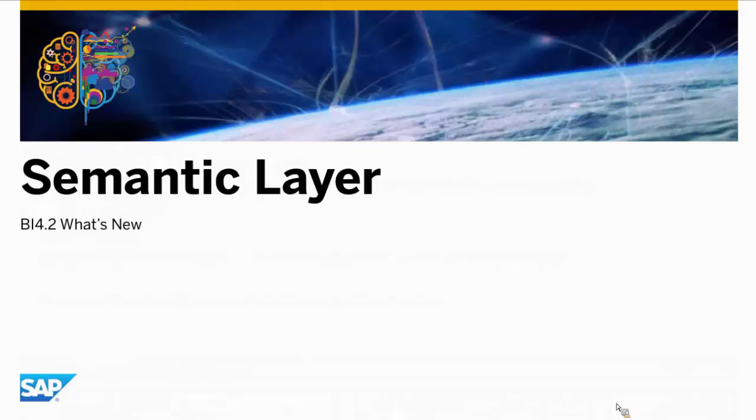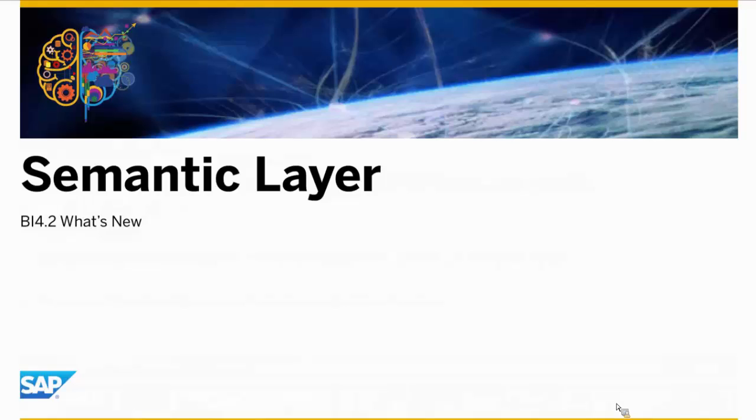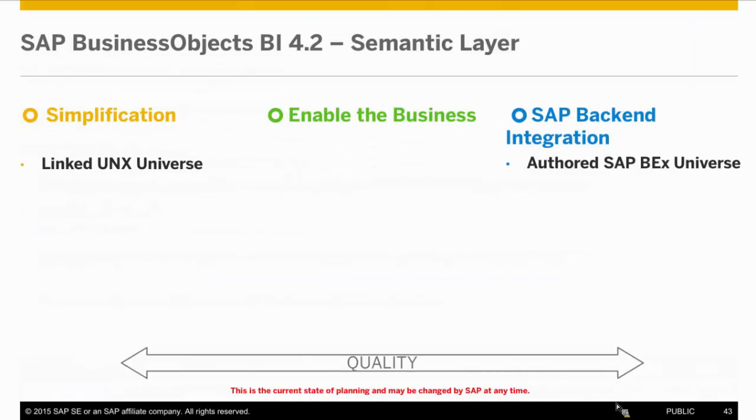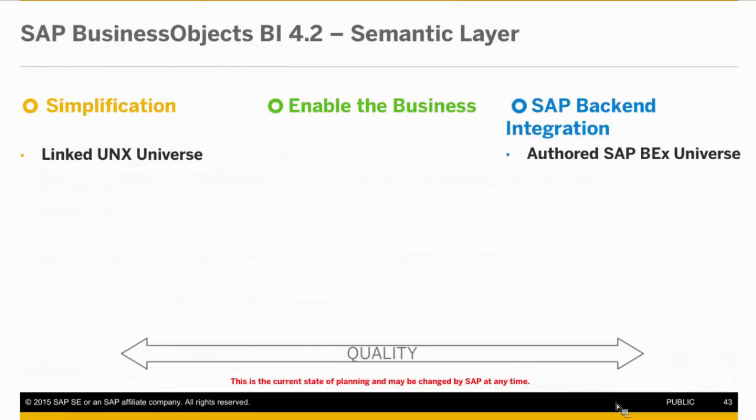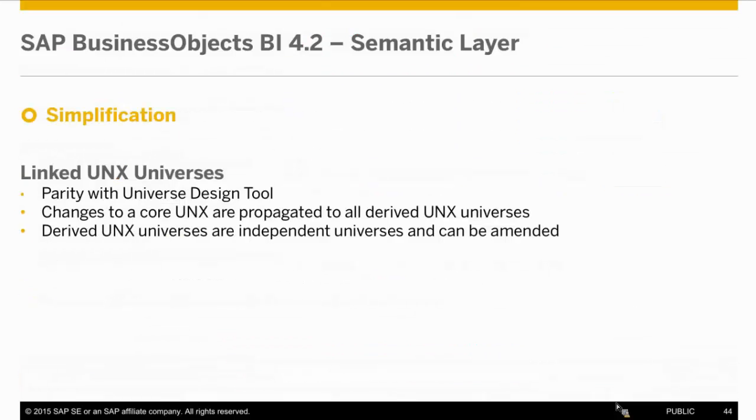But we also did some change and enhancement in the semantic layer. And there are two enhancements for the semantic layer. First one is linked universes, where we have the linked universe functionality now in the information design tool, which is basically equal to the existing linked universe functionality in the old UNV universe, driven by the universe design tool.